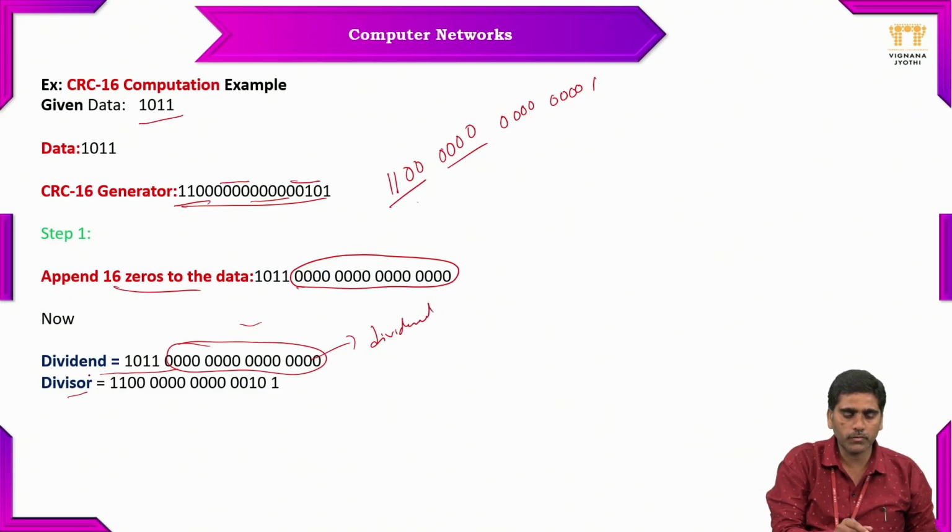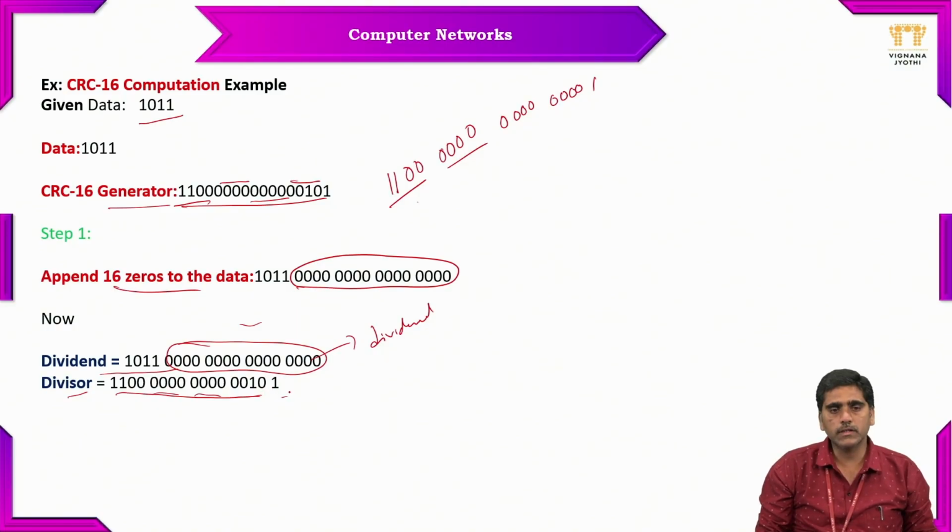And the divisor is nothing but what? The CRC 16 generator: 1100 and 0000. This is the divisor. Now we can perform the XOR operation between these two.